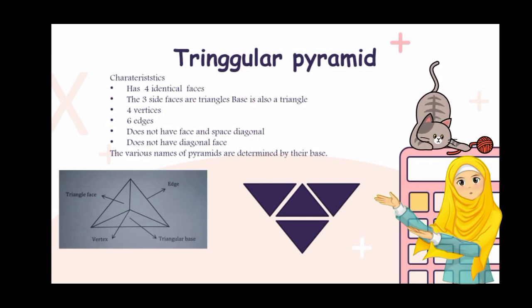Characteristics of a triangular pyramid: has 4 identical faces. The 3 side faces are triangles. The base is also a triangle. 4 vertices, 6 edges, does not have face and space diagonal, does not have diagonal face. The various names of pyramids are determined by their base.